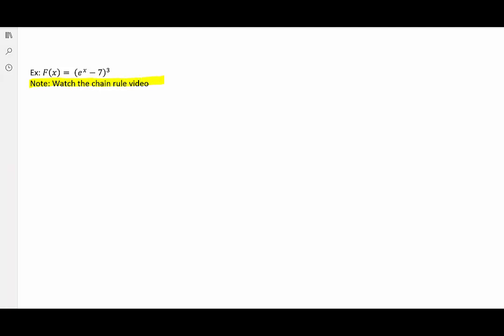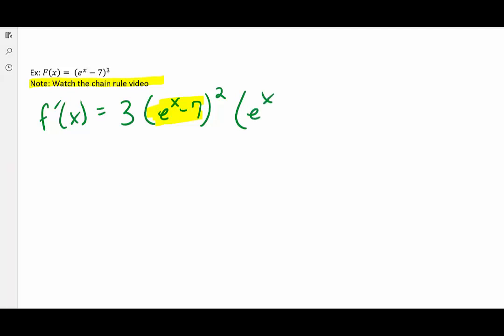But what we do here is we take that power of 3. We're going to bring that out front. We're going to have e to the x minus 7. We leave the inside alone, but we raise it to the second power. And then we need to now take the derivative of just the inside, the e to the x minus 7. The derivative of e to the x minus 7 will be, well, the derivative of e to the x is e to the x, and the derivative of 7 is 0. So that is our derivative, 3 times e to the x minus 7 to the second power times e to the x.